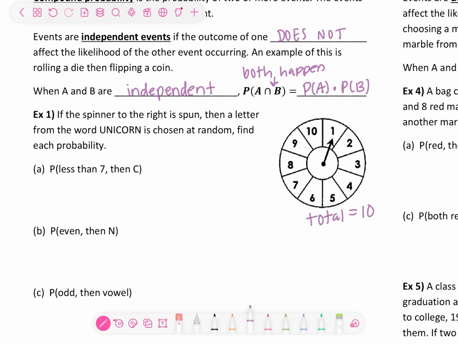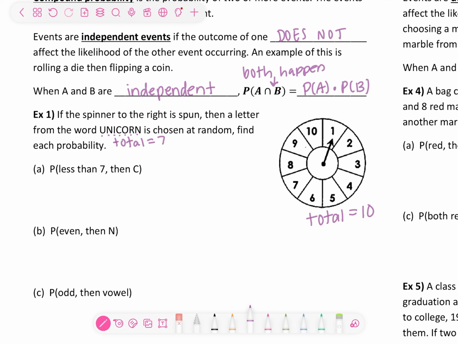The total for the word unicorn, so there's 1, 2, 3, 4, 5, 6, 7 letters. So the total there is 7. Okay. Doesn't matter that there's two N's. The total is still 7 because each letter counts. Okay. And these are independent because the spinner and the word unicorn have nothing in common. They're not related. They don't affect one another, okay?